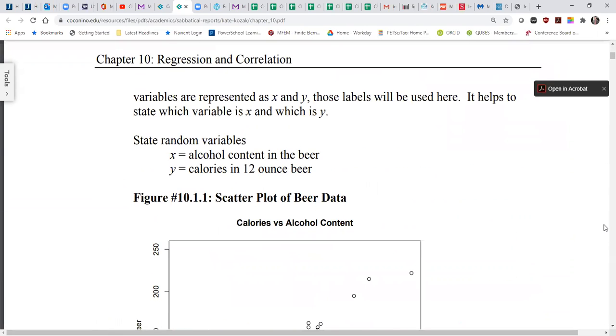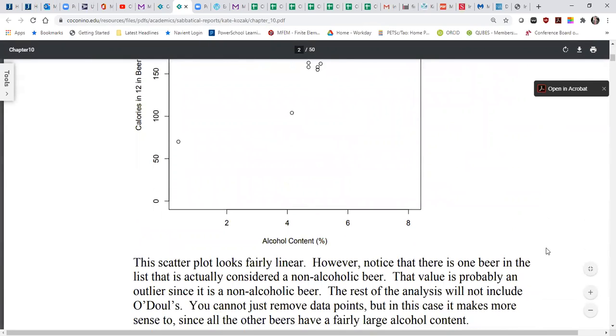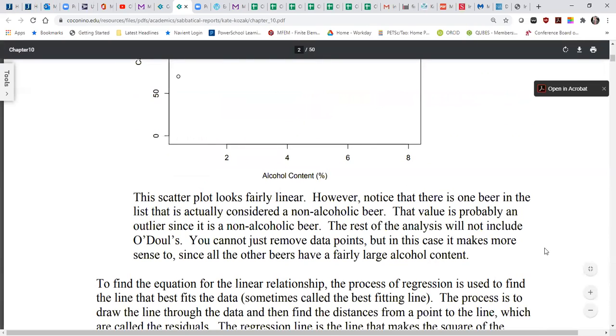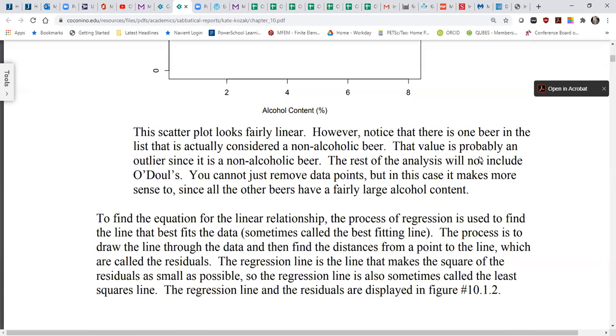So when you make the scatter plot, the X is the alcohol content in the beer, and Y is the calories in the beer. This is the scatter plot. You can see the scatter plot looks linear. If you draw a straight line from here to here, the points are around a straight line. That means the relationship is a linear relationship.